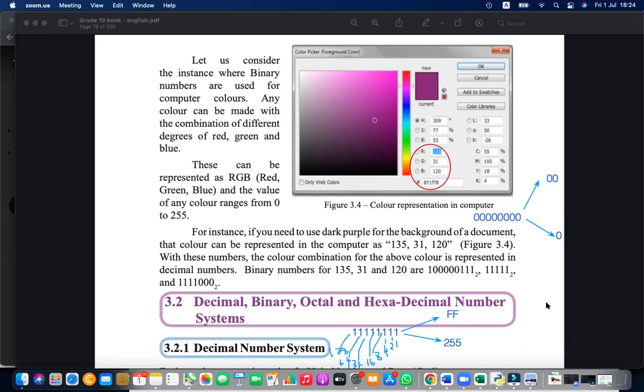Then actually the blue color is 0. Blue color is 0, 0, 0, 0, 0, 0, 0, 0. In hexadecimal, this is 0, 0. And in decimal, this is 0. So you need to know this conversion, right? So please remember how we convert binary to decimal, decimal to binary.